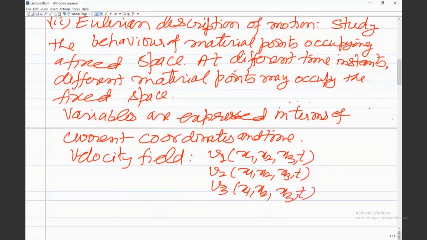Now if we look at the acceleration, say a1. As we know the relationship between the reference coordinate system and the current coordinate system, we can interchange both descriptions also.